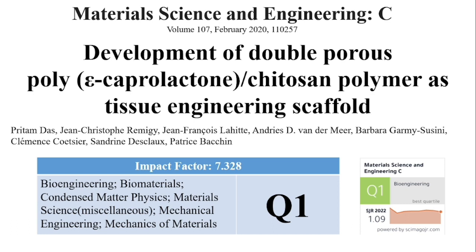Report. So my paper was published in 2020s. The title is Development of Double Porous PCL Chitosan Polymer as a Tissue Engineering Scaffold. The paper was published in the journal Materials Science and Engineering C, with Q1 ranking and an impact factor of 7.328.